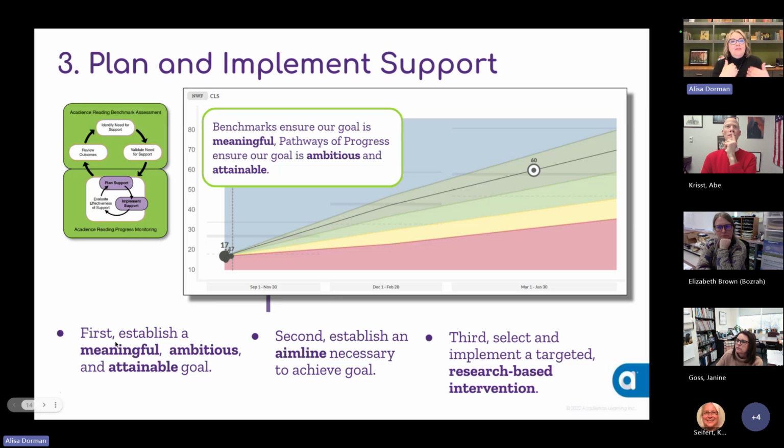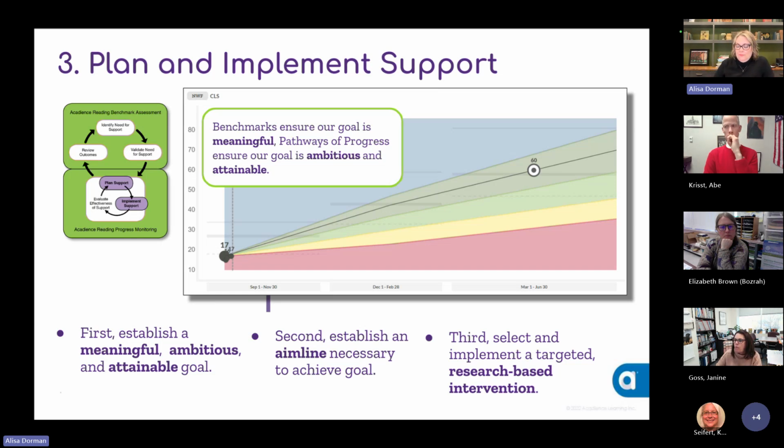So we set a meaningful, ambitious, and attainable goal as a first step in supporting the student. The Acadience Learning Online platform, if you are using the platform for data management, will create an initial goal for the student, but those goals are customized. I'll talk a little bit more about that later if you choose to create a customized goal. Once you have this beginning point and you have an aim line to the goal, now we know how we can measure progress, and we will be able to implement an intervention model that will be able to track across time.